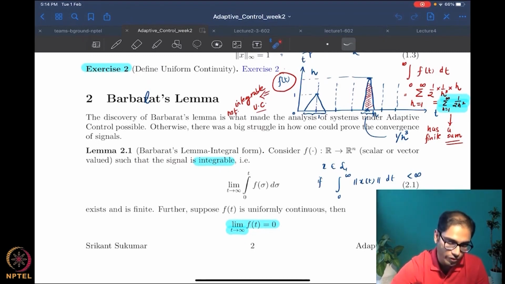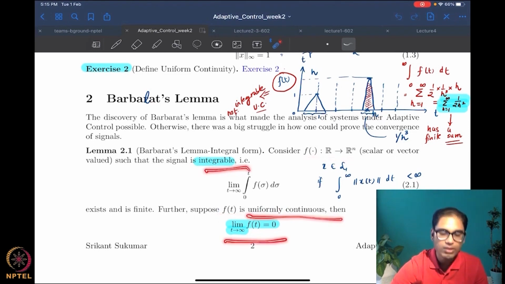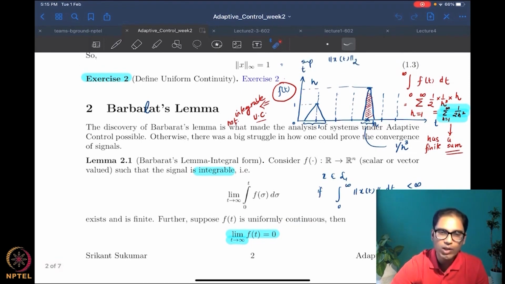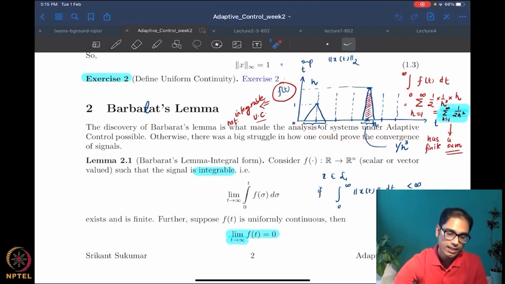We also saw an example of how Barbalat's lemma, although it is a sufficiency condition, that is, a one-way result, says that if these two conditions are satisfied, integrability and uniform continuity, then you have convergence to 0, and not the other way around. But we saw an example of how this is a rather tight sufficiency condition. We saw an example where if a function is integrable but not uniformly continuous, then the function does not actually converge to 0. There is in fact no limit to a function of this kind.